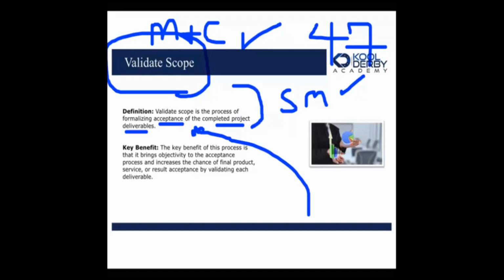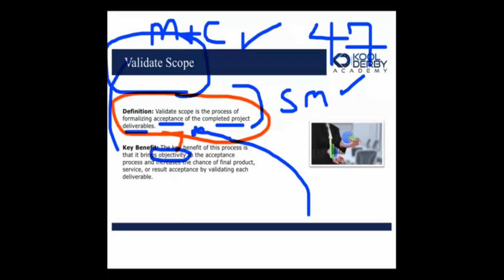Now, what is the key benefit of this process, which is called validate scope? The key benefit of this process is that it brings objectivity. This is a very key word for the exam. When I see that word on the exam, I'm thinking validate scope, because what I'm doing is I'm validating that the work was done right.